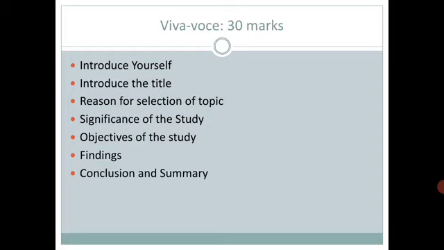Whenever we consider paper number 3, which is part of the Diploma in Human Resource Management, it is subdivided into 3 parts. The first one is case study, the second one is project report, and the third part is Viva Voce.